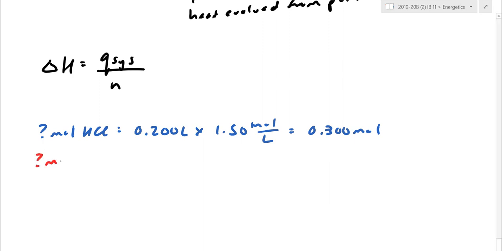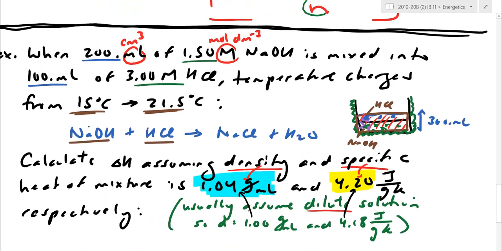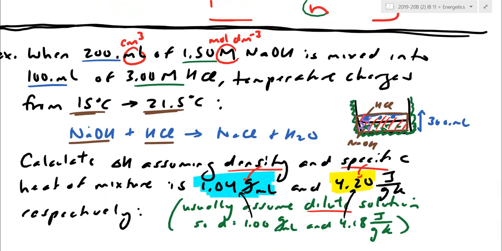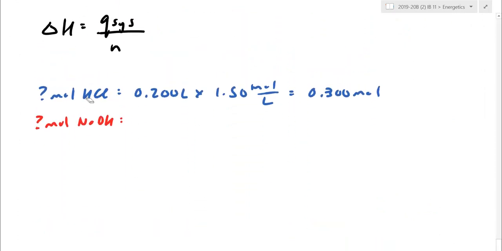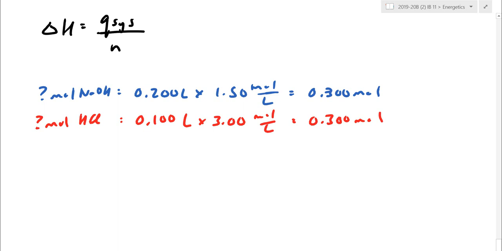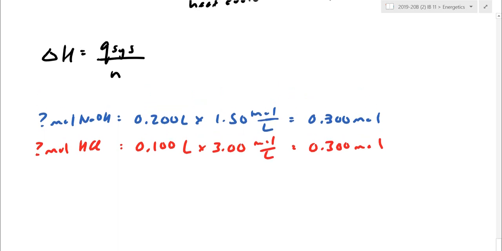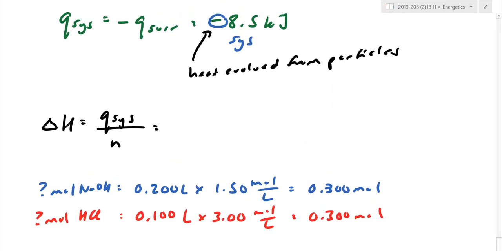I kept things fairly similar here. Moles of base. Did I mix those two up? Yes, sorry. The 200 was NaOH, the other one was HCl. So let's just flip that around here. So NaOH, and this one here was HCl. For this one, I added 100 milliliters. This one is more concentrated. I kept things similar because these are actually equal in number. So the moles of particles that I'm actually reacting is going to be 0.3. And now I'm pretty much done. Now I'm going to take the negative 8.5.